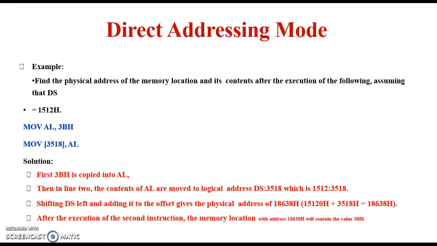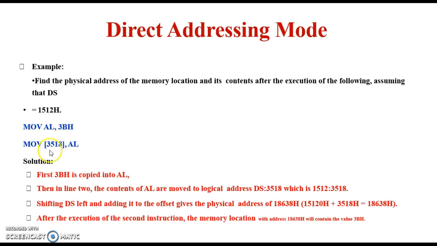Let us see one example to find the physical address of a memory location and its content after the execution of the code, assuming that DS is equal to 1512H. The instructions are MOV AL, 3BH and MOV [3518H], AL. First it copies 3BH into the register AL. Then the content of register AL is copied into the memory location.